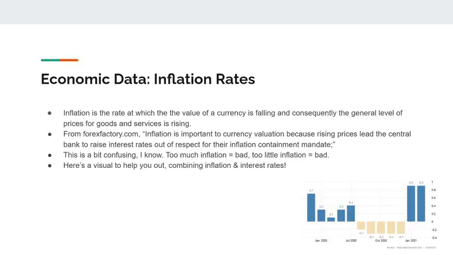Now, that is a bit confusing because, again, too much inflation is bad, because it really hurts the value of citizen money, right? But too little inflation is also bad. Basically, if there's too little inflation, that means people are not spending their money. Consumer demand is low. That's bad for GDP. That's bad for growth. That's bad for potentially jobs, right? So deflation is also not good. We're going to look at a visual in just a moment, but let's just know that too much inflation equals bad, and too little inflation also equals bad.